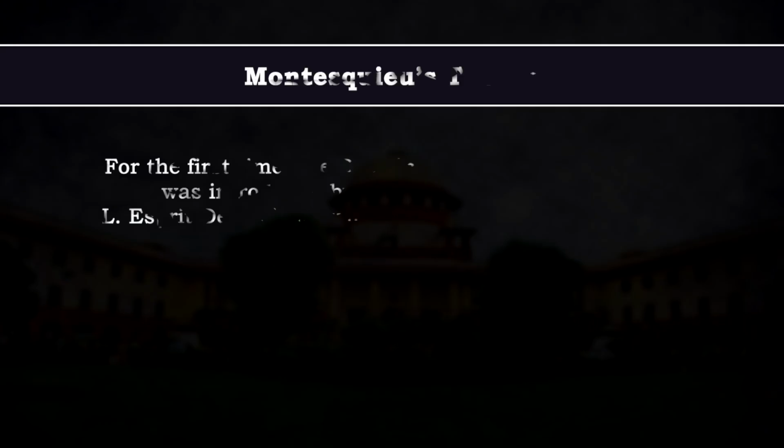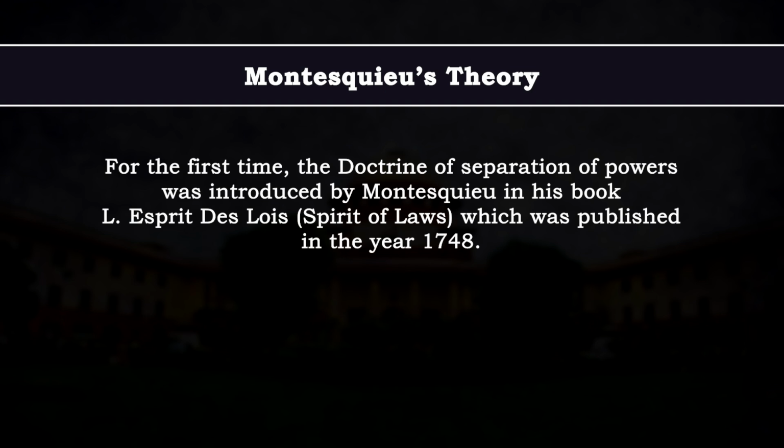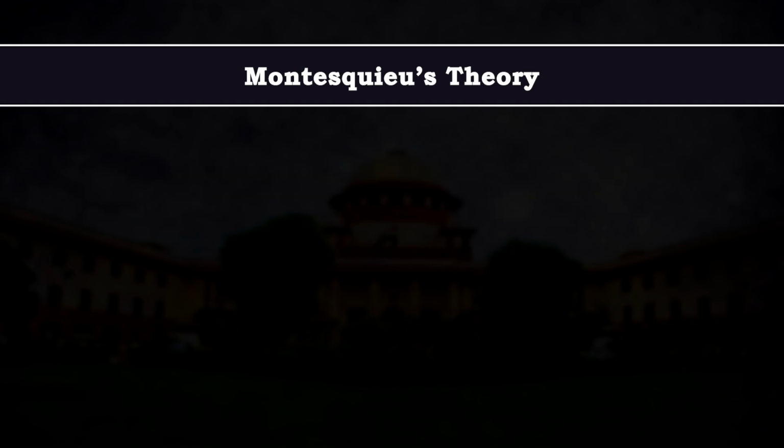A French jurist, Montesquieu, is known as a modern exponent of the doctrine of separation of powers. For the first time, this doctrine of separation of powers was introduced by Montesquieu in his book named L'Esprit des Lois, meaning Spirit of Laws, which was published in the year 1748.